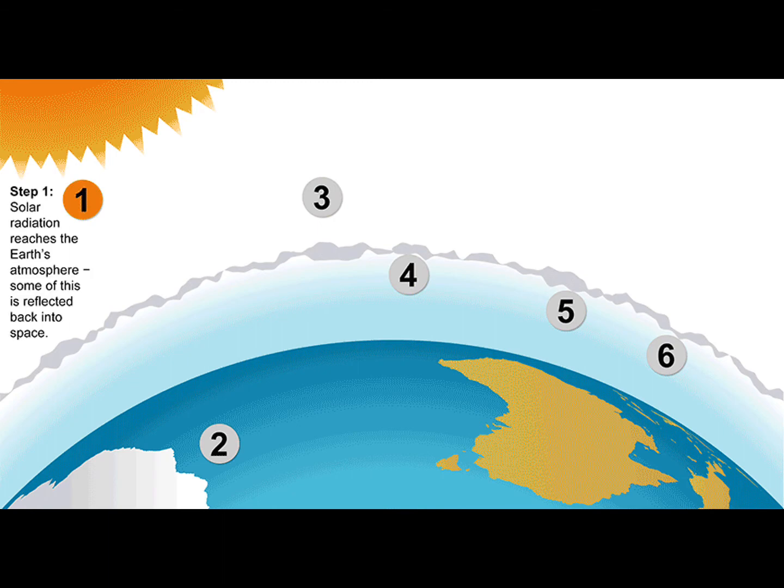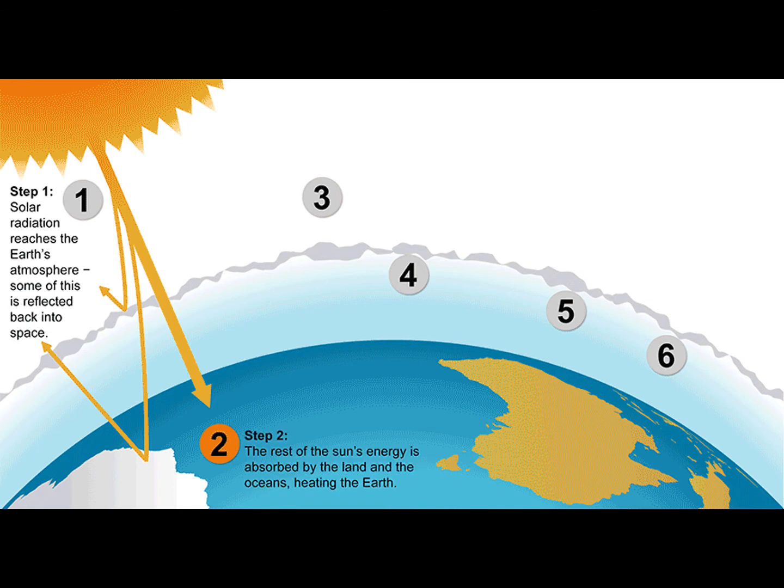Step 1. Solar radiation reaches the Earth's atmosphere. Some of it is reflected back into space. Step 2. The rest of the sun's energy is absorbed by the land and the ocean, heating the Earth. Step 3. Heat radiates from Earth towards space.